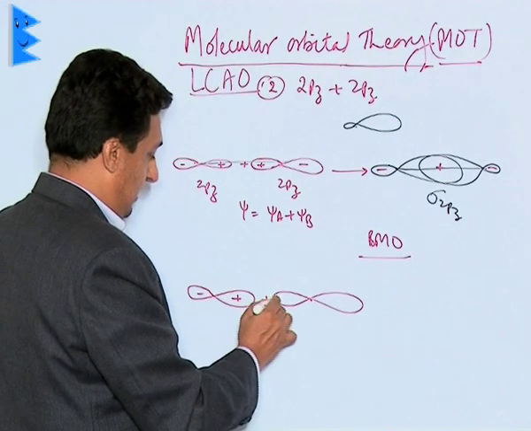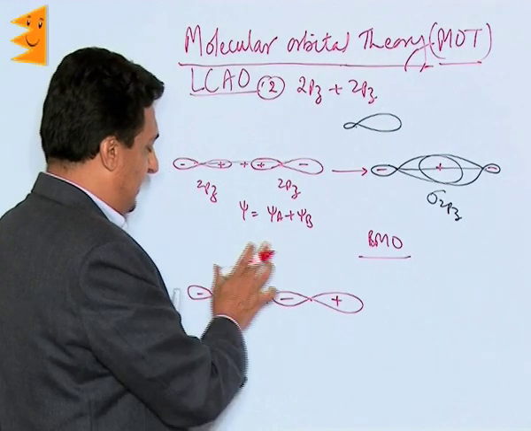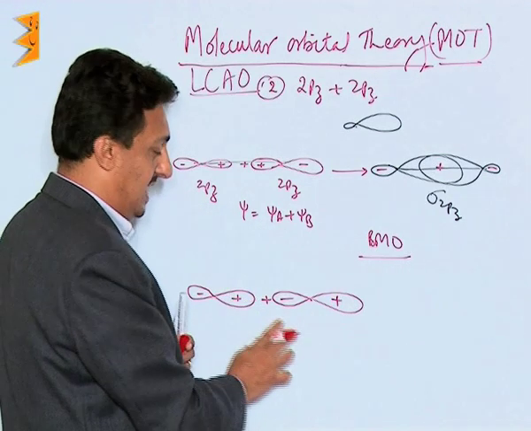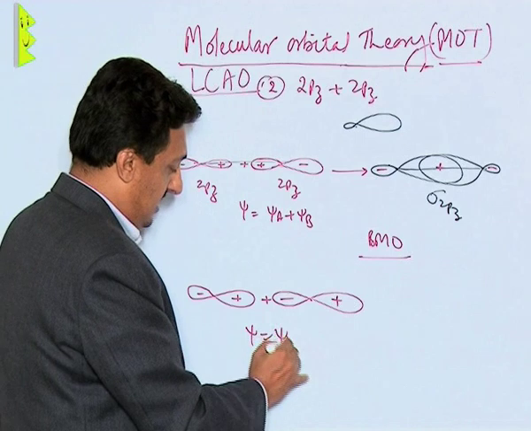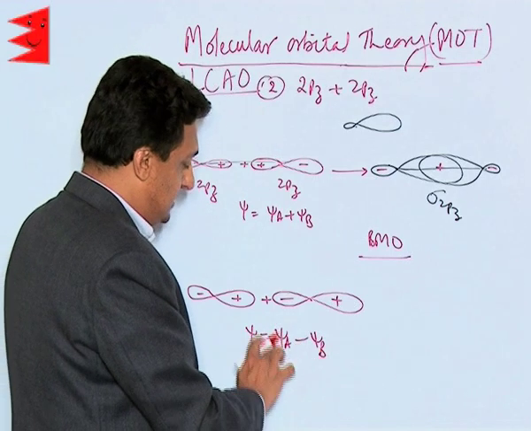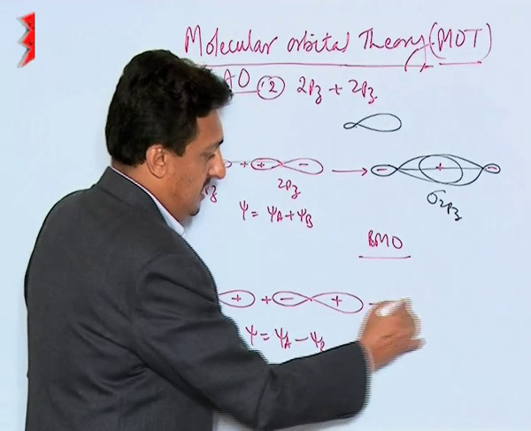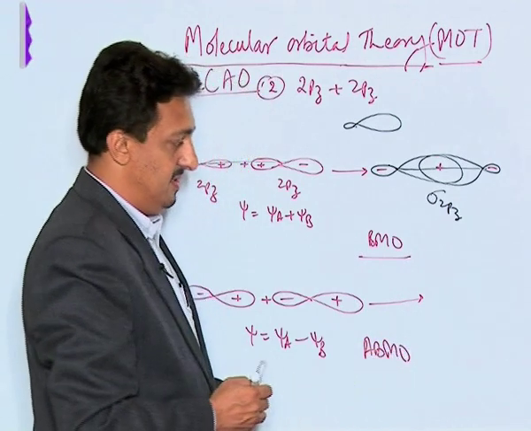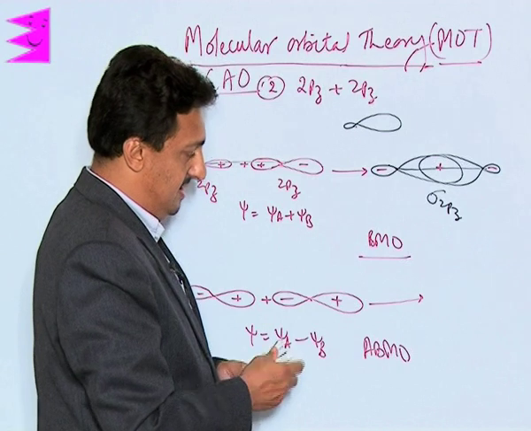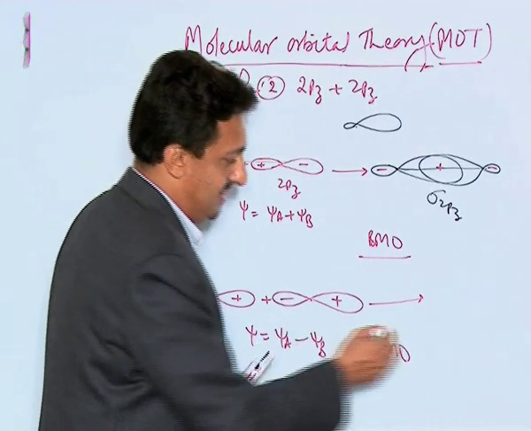In this case, it has positive, negative, and negative, positive. We say they are not with the same signs, they are not in the same phase, so they will have a subtractive overlapping. As a result, they will form an anti-bonding molecular orbital. The shape of this anti-bonding molecular orbital will be almost like this.